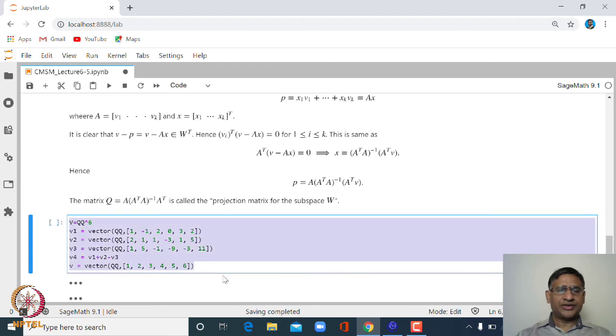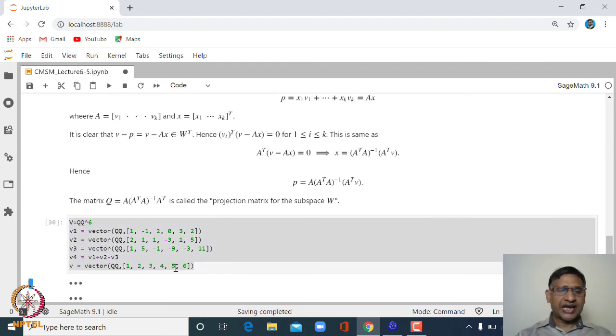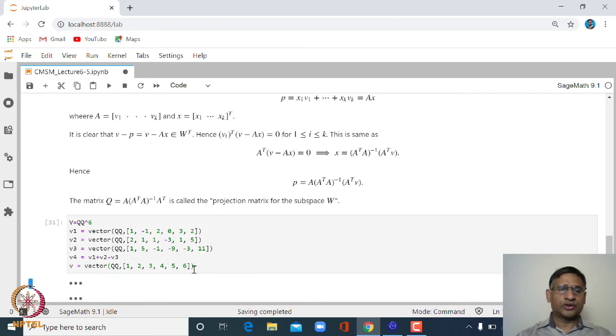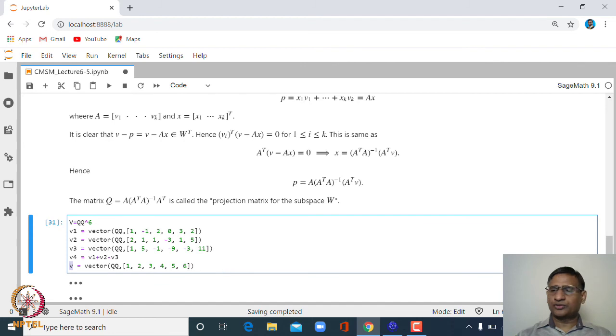So take the space to be Q to the power 6, and let us take a vector V, which is the vector 1 2 3 4 5 6. We want to find the orthogonal projection of this vector V onto W. So how do we do that?